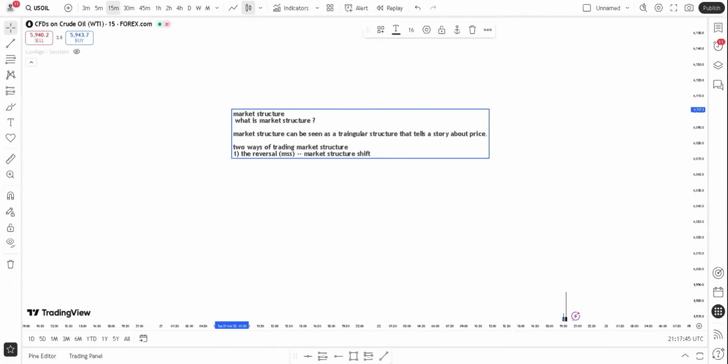Now, the second structure that we have is the continuation, the second way to trade the trend. And for the continuation, we use something called the block of structure.